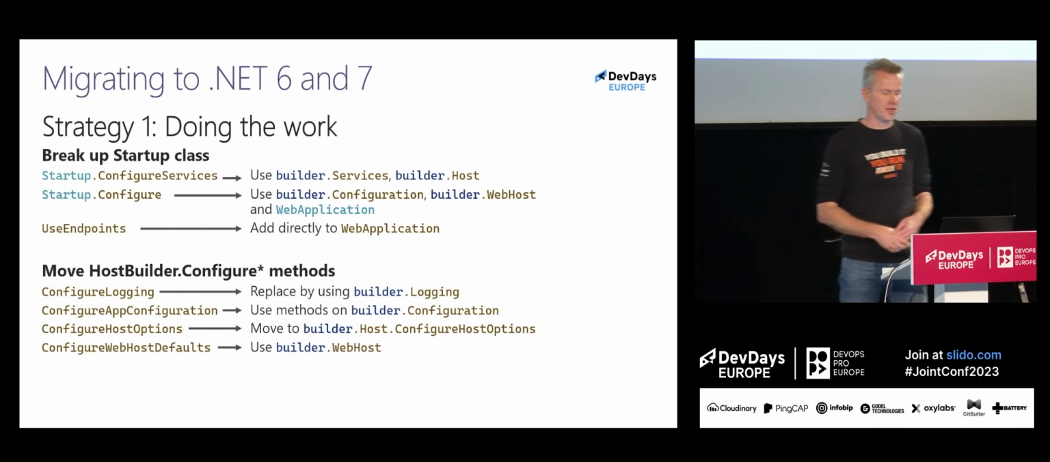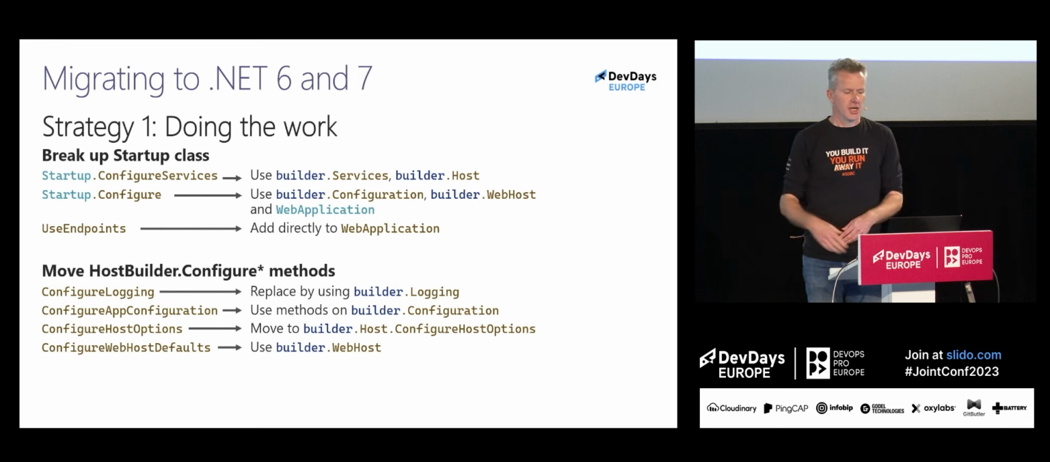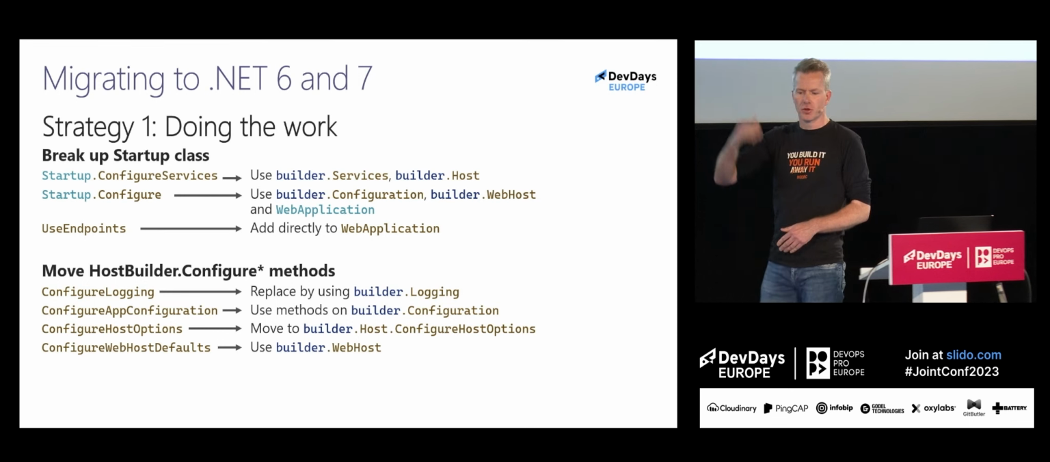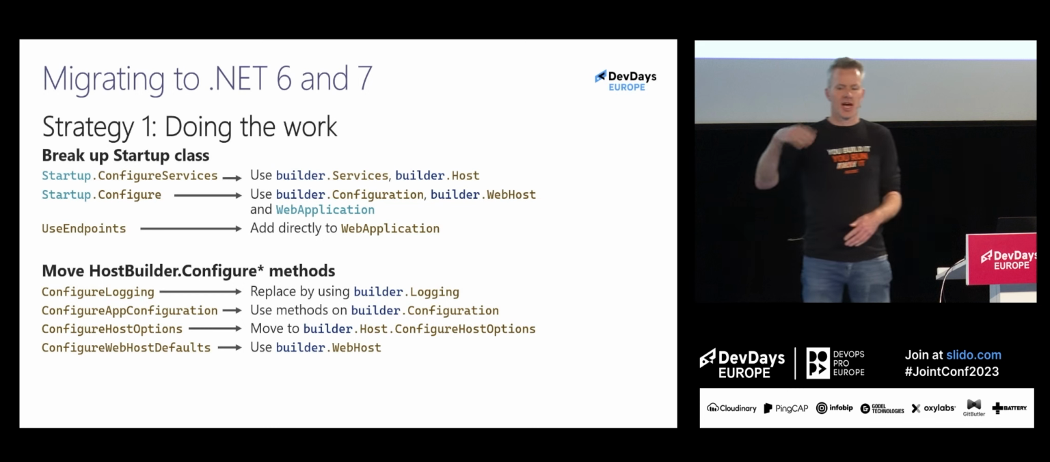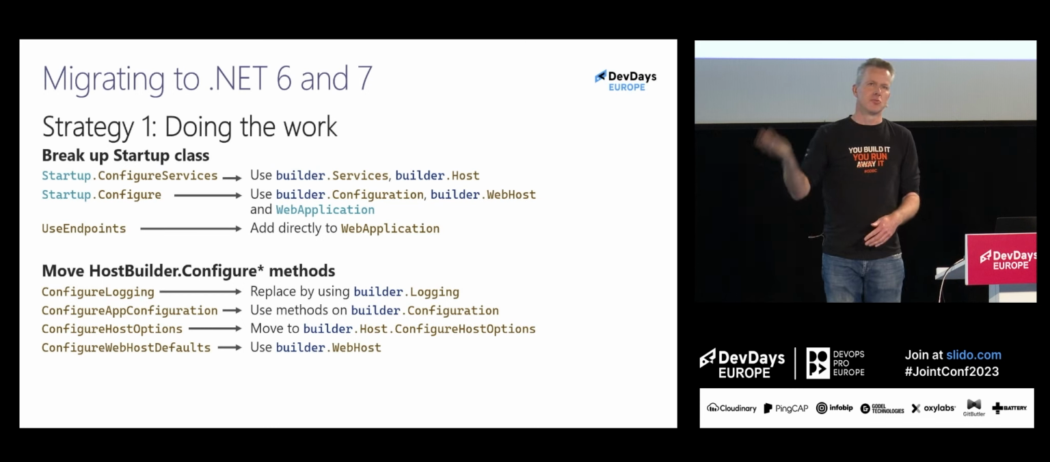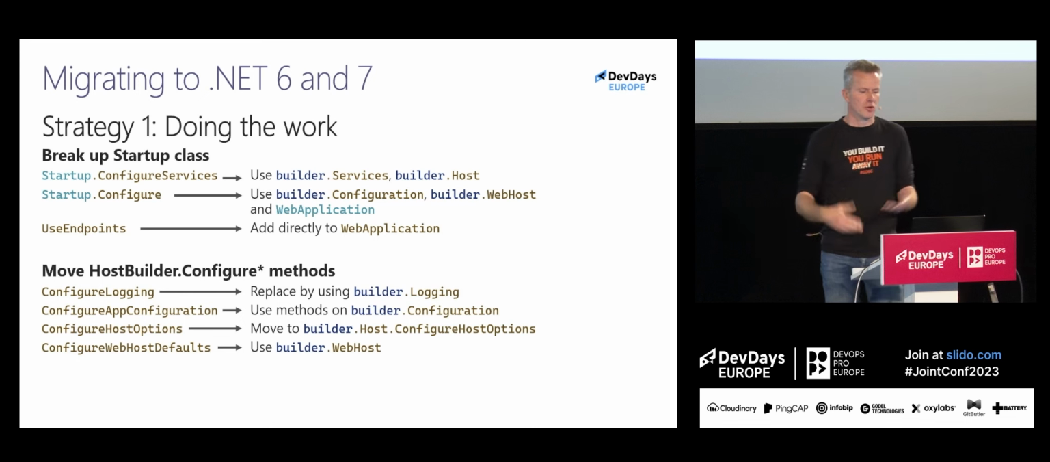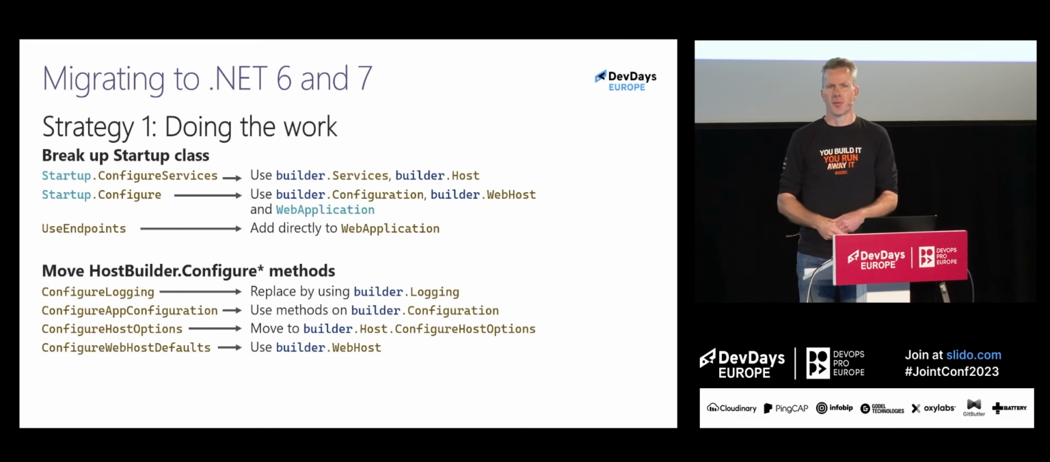All right, so let's say you have the original one and you want to start transitioning to this model because you think it's valuable to make it more compact, less ceremony. This is a breakdown of what you would need to do. The startup class has these two specific things: configure services and configure. You can do the respective things on services and the .host property. And for the other ones, you can do the configuration, the web host, and the web application that will give you access to everything you need.